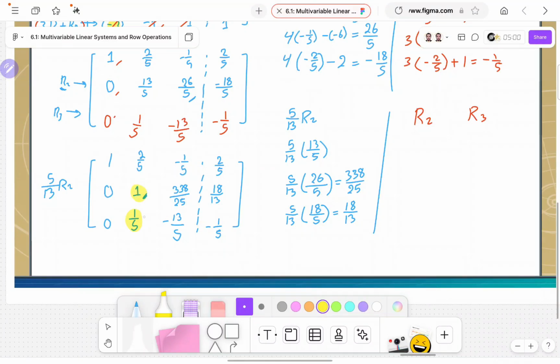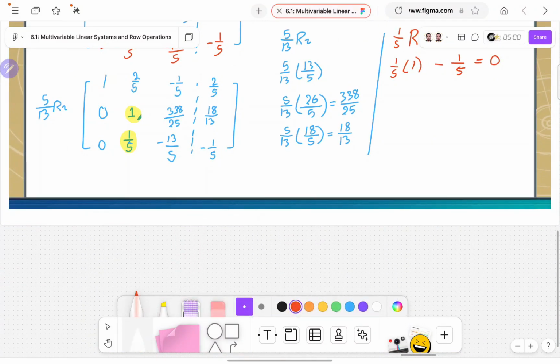Now, to make this value equal 0, as you can see, row 2 has 1. So I need to multiply row 2 by what? With 1 over 5. Then we subtract them. So row 2 multiplied by 1 over 5, then minus row 3. So 1 over 5 times 1, minus row 3, 1 over 5. So the answer is equal to 0.